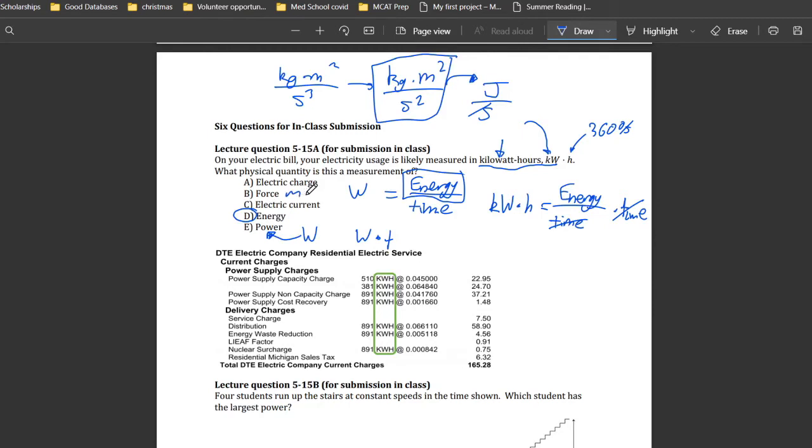Force, mass times acceleration, electric charge, that's not relevant, and electric current, that's also not relevant. So that's why D is the answer here, simply because when we are considering the units of each of these scenarios, D is the only one that matches up with our units of kilowatts times time.